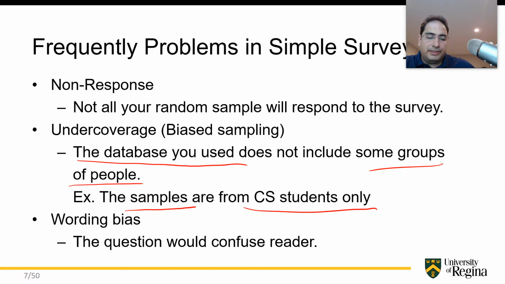Another issue is wording bias. Sometimes the wording of the question could be a little bit confusing, and different people might not interpret it accurately, and you need to make sure that that is also considered and covered.